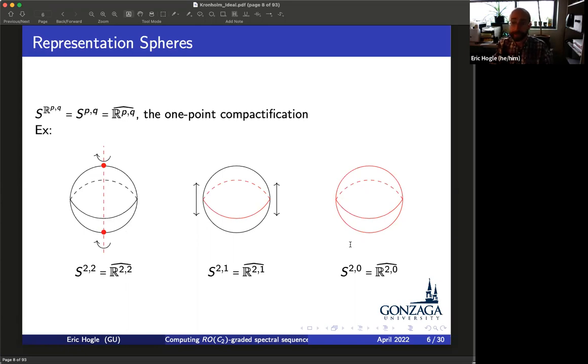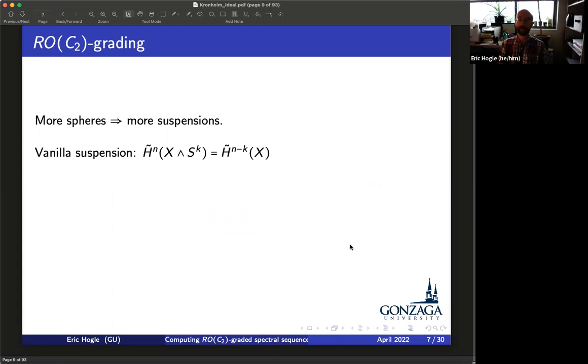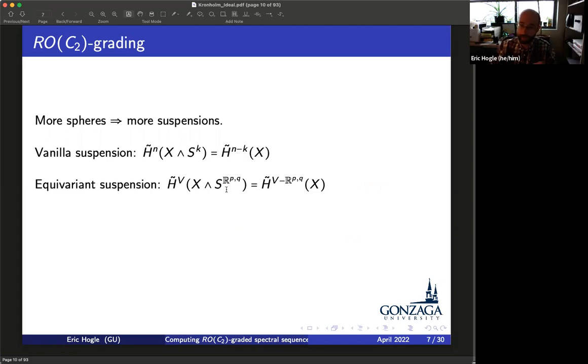So these are called representation spheres. And if we're doing topology where, if I tell you I'm thinking of the two-dimensional sphere and I have three possibilities for what I'm talking about, well, we have more spheres, and that means we have more suspensions. So in vanilla, by which I mean non-equivariant topology, if you smash a space with a sphere, you have this index shift. You're subtracting a number from the dimension of the homology or the cohomology. Now we have more spheres we can smash with. And that means if I want an analogous procedure, smashing a space with one of these representation spheres should mean that I'm subtracting not a number like before.